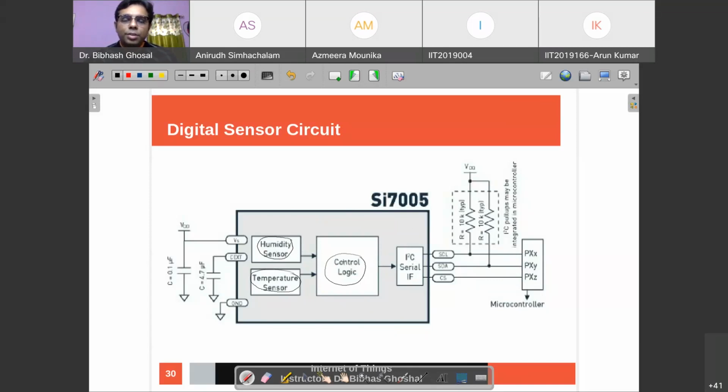So this control logic will decide on that. And this particular chip is going to interface with a microcontroller, which is the computing unit that is going to record the data, store the data, as well as process the data. But these two have to be connected, right? So this 7005 has to be connected to some microcontroller. So there has to be some kind of an interfacing.